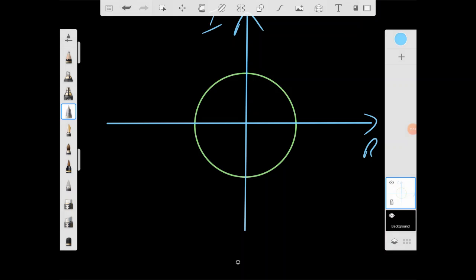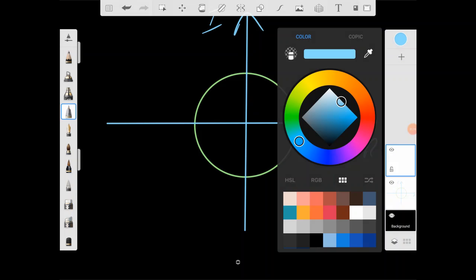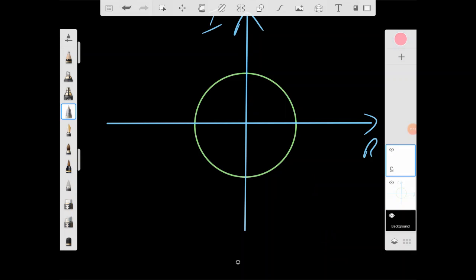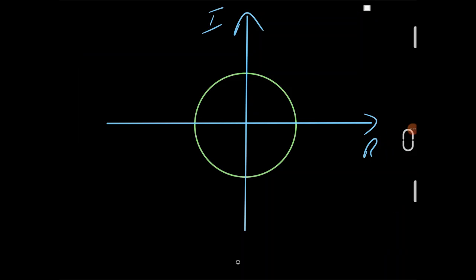Let this be there, and I told you that if I have a vector like this, and if this is a complex point, and I multiply it with j, what happens? It gets rotated like this. It gets rotated by 90 degrees in the anti-clockwise direction.